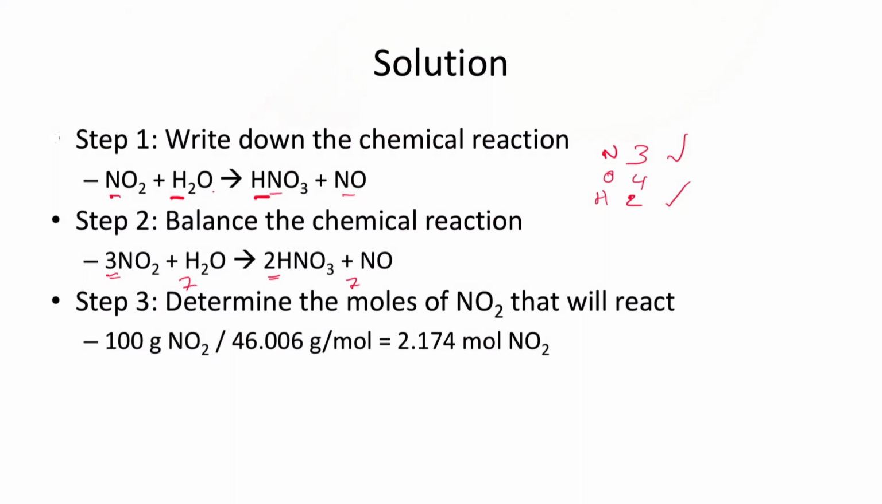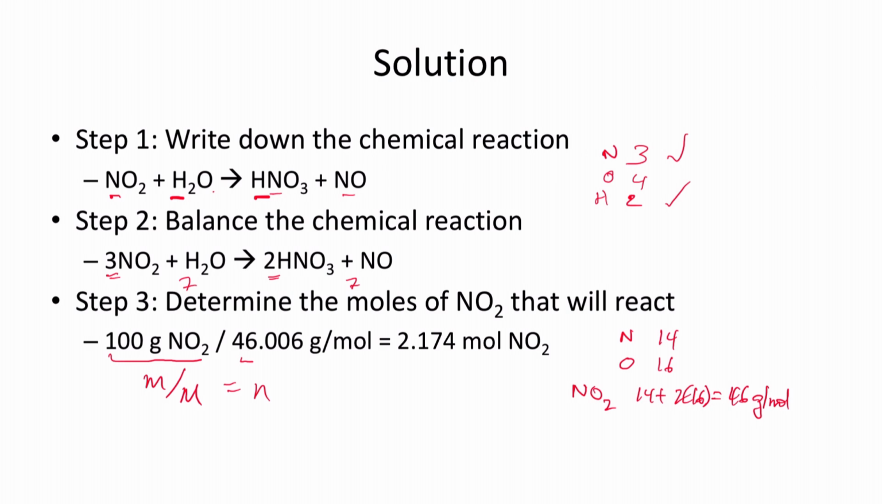Okay, so since I know the mass of the NO2, I can convert that into the number of moles of NO2. So the way I'm going to do that is by using the periodic table. I take the mass of NO2 and I divide it by the molar mass to get the number of moles. So I go to the periodic table, I look up nitrogen, which has a mass of about 14 grams per mole. Oxygen is about 16 grams per mole. So if I have NO2, that's 14 plus 2 times 16, it's about 46 grams per mole.